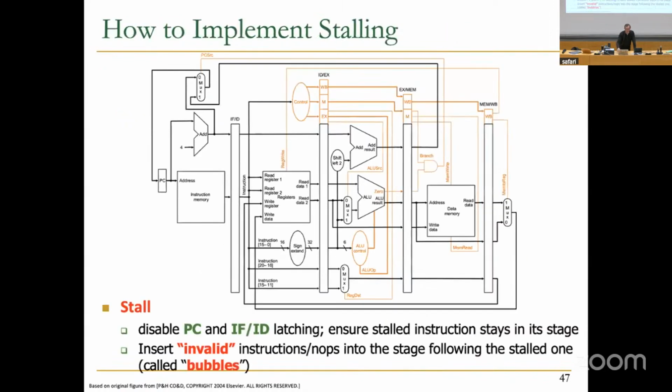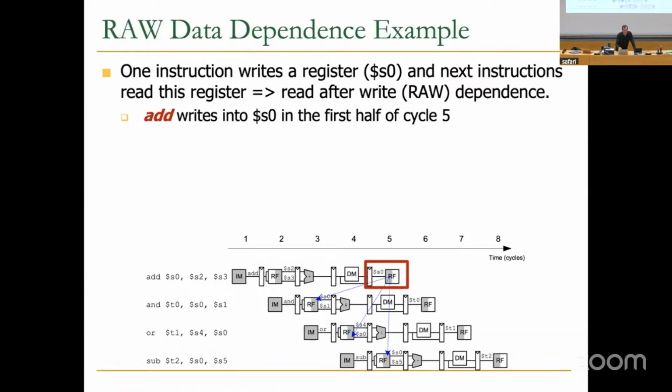Okay, so let's take a look at this data dependency example, and then we're going to build more of this stalling logic. So in this example, one instruction writes to register S0, and the next instructions read this register. So all of them read S0, S0, S0, as you can see, and this is the destination S0 in the first. So this is a read after write dependence. We're going to assume the trick that I mentioned earlier. Add can write into S0 in the first half of cycle 5. So we have this optimized register file where you can write into a destination register in the first half, and someone else can read in the second half. Okay. So you can see that these are the dependencies.